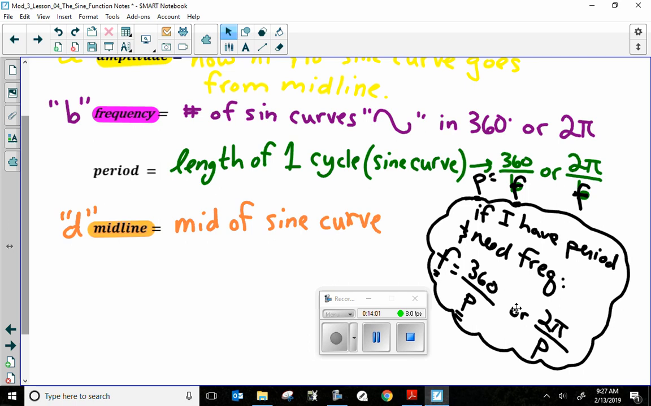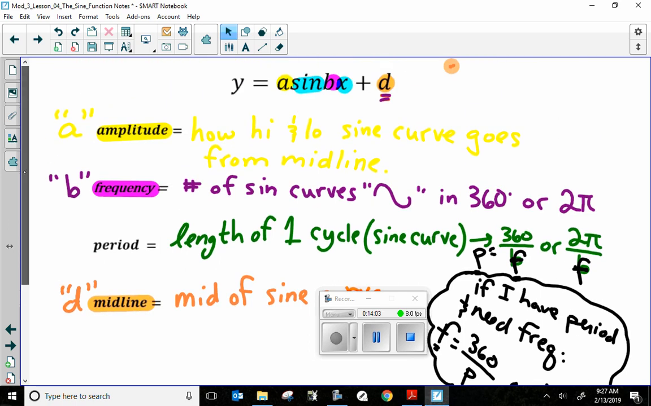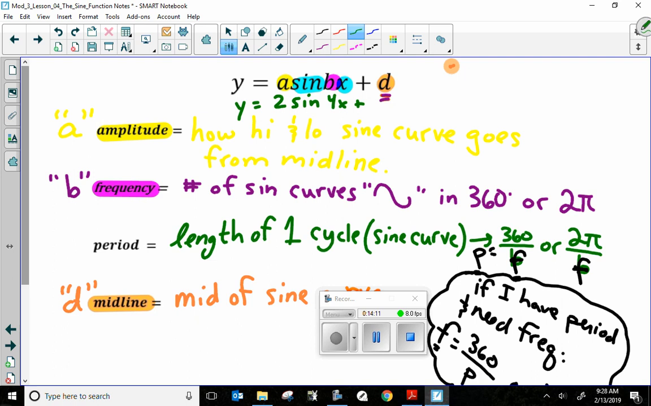All right? So if you were to see an equation, you might see y equals 2 sine of 4x plus 5. Okay, you should know 5 is the midline, 4 is the frequency, 2 is your amplitude. And you can figure out the period by taking 360 and dividing it by whatever the frequency is.